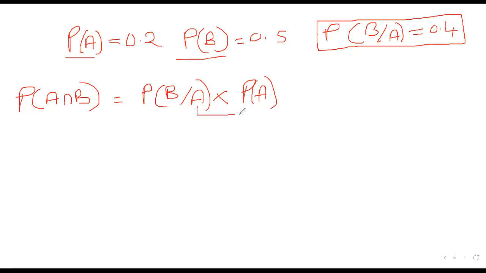Whenever this is the same as that, it will make an intersection. So B given A is 0.4. Probability of A is 0.2. When I multiply that, I'll get 0.08.